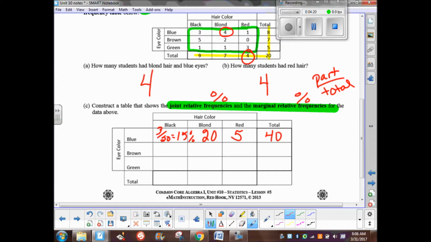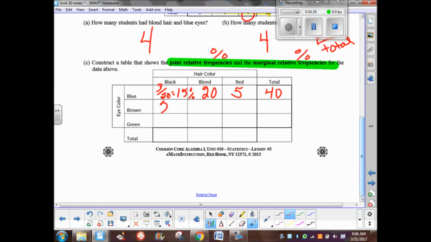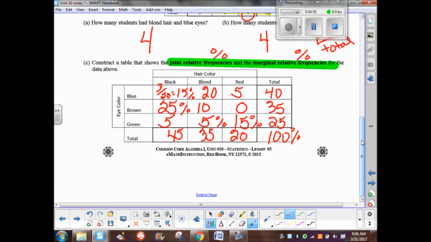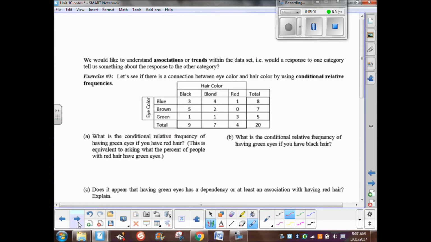Okay, guys, what's the key? What are we just multiplying by if the total is out of 20? We're just multiplying everything by 5 to get those percents. All right. Those are percents. I didn't put my percent signs everywhere. Okay? All right, go ahead, flip it once you have those percents filled in.